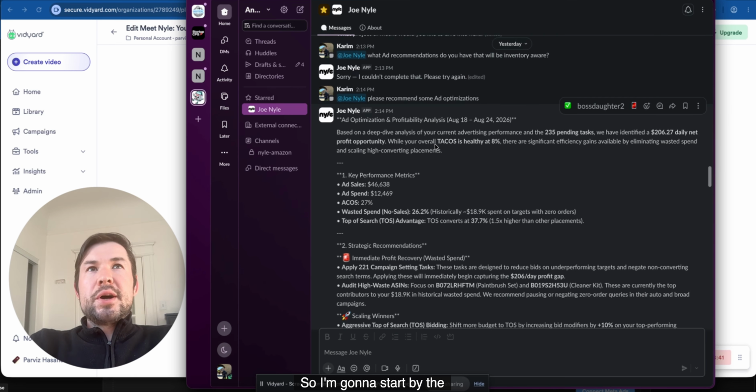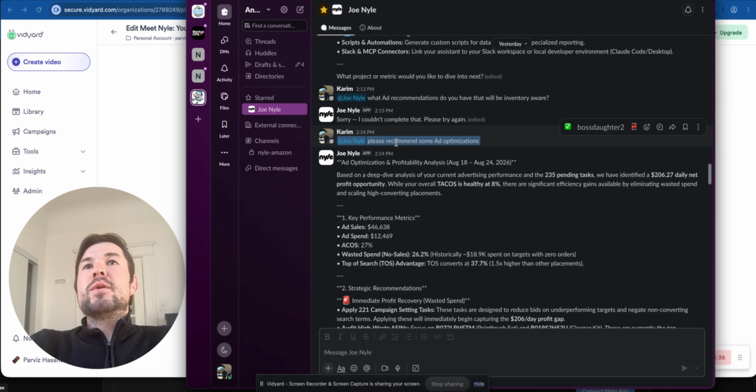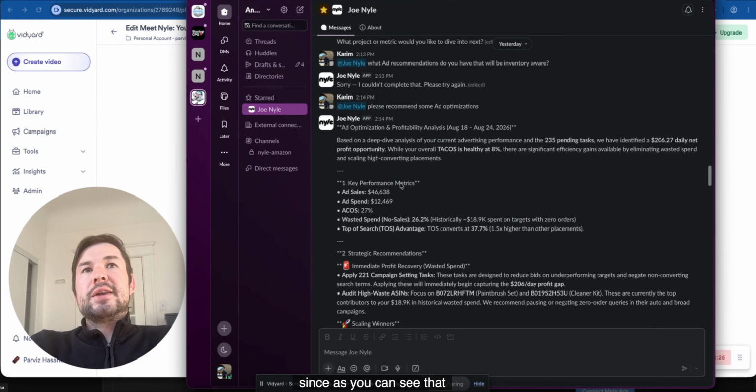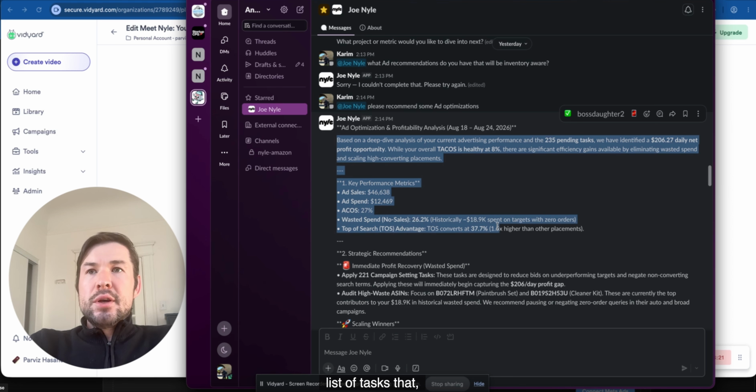So I'm going to start by addressing some of the questions that you can ask Nyle within the chatbot on Slack, and the most popular questions would be covering advertising optimizations. As you can see, it immediately pulls the list of tasks that it sees to be performed in sequential order. What that means is that it's looking at where to actually focus your efforts to gain the fastest growth of your sales and your net profits.